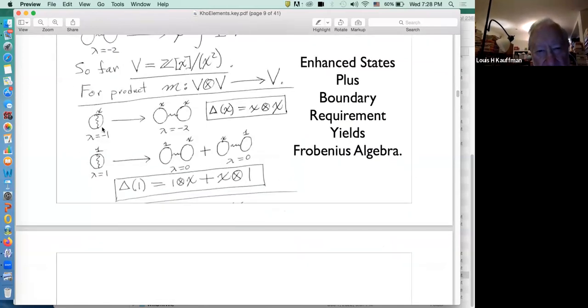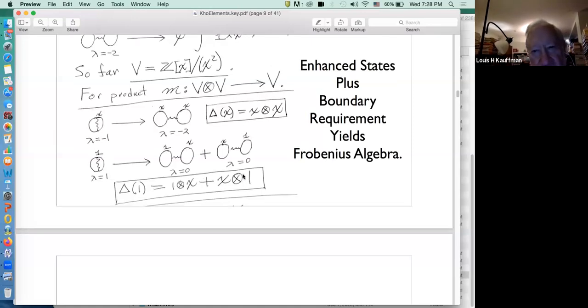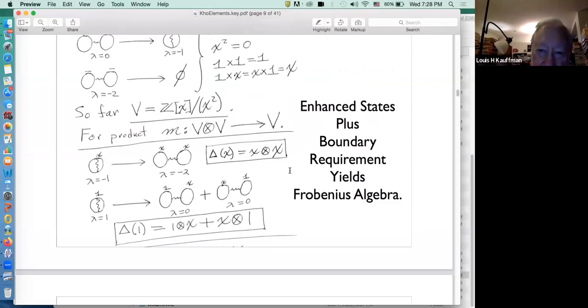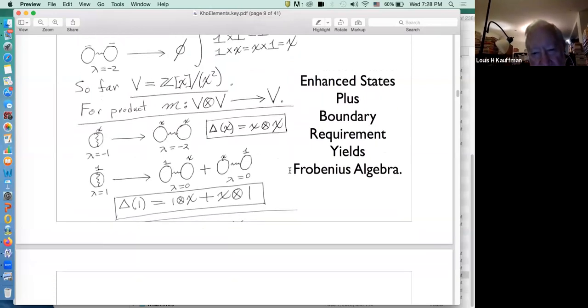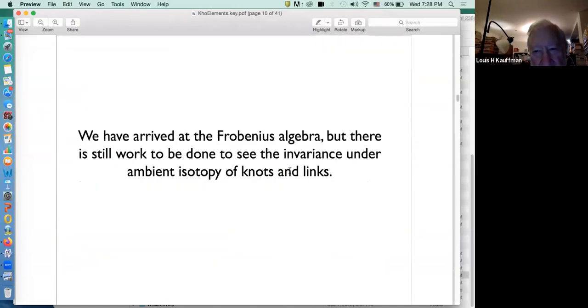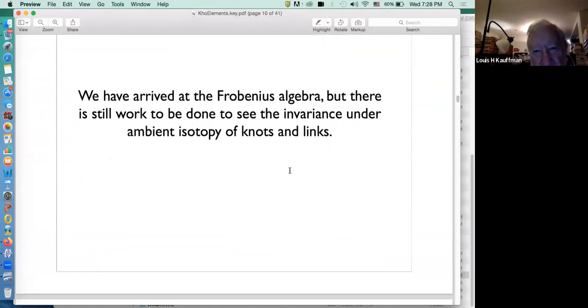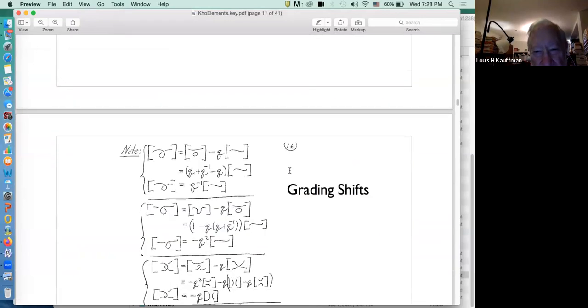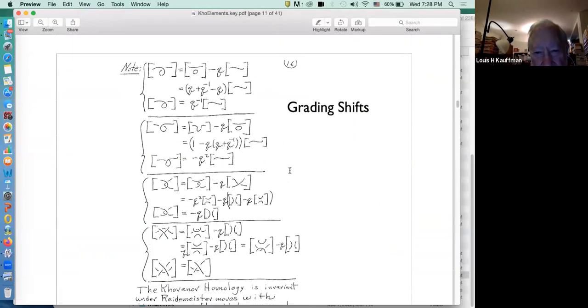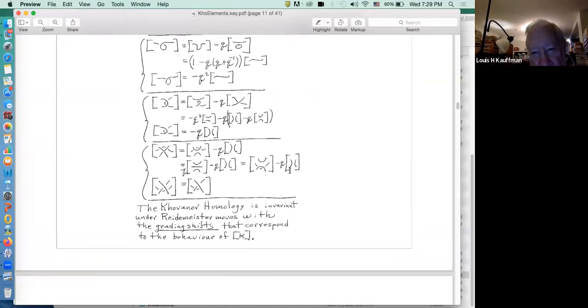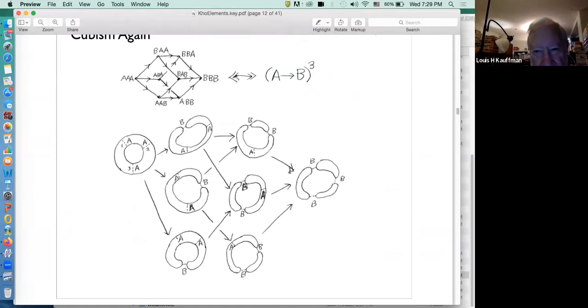And here in the dual part, x becomes x tensor x, 2 of them. And 1 naturally becomes 1 tensor x plus x tensor 1. And this defines an algebra with a coproduct. And that turns out to encode the boundary map for the complex. We arrive at this Frobenius algebra, and we can define the boundary map. And this is some information about how the bracket behaves.